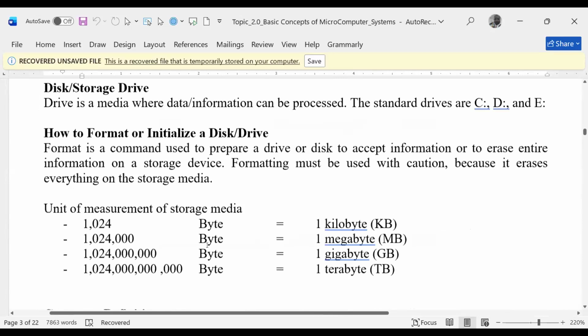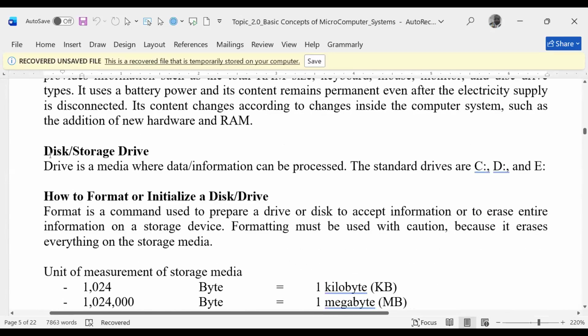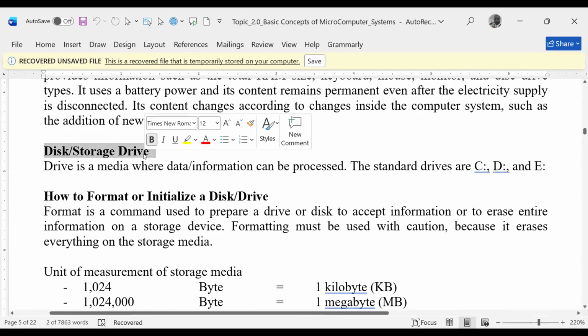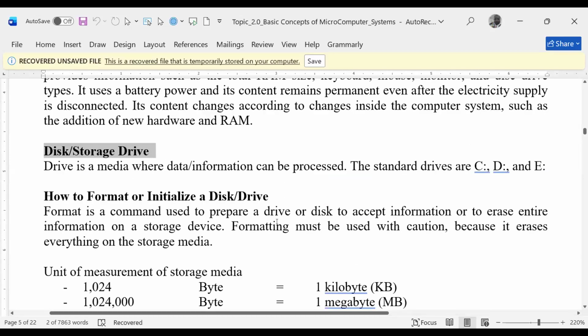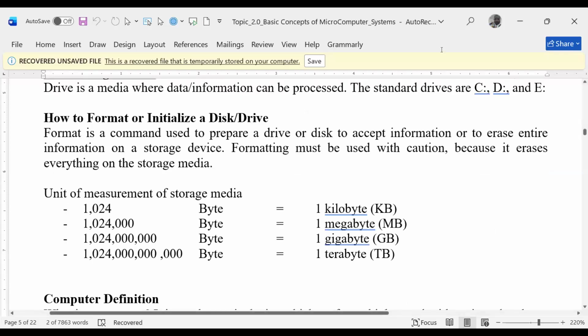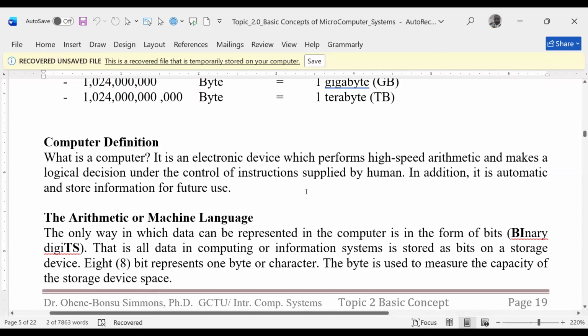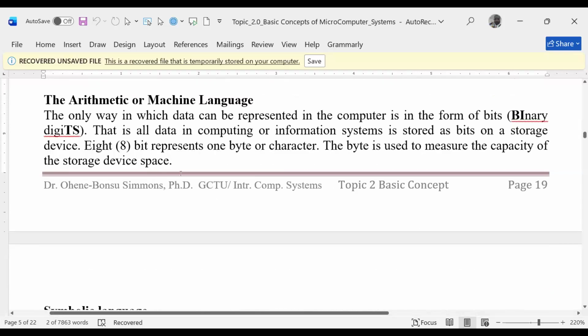These things are not new to you. What is a storage drive? The storage drives are the letters you use to assign storage devices, like drive C, drive A. You are aware of that. How to format a disk: when you purchase or get a new disk, the first thing is to format it. Formatting here means to initialize it so that the system can understand it and work with it. You have done computer definitions on this side, good.